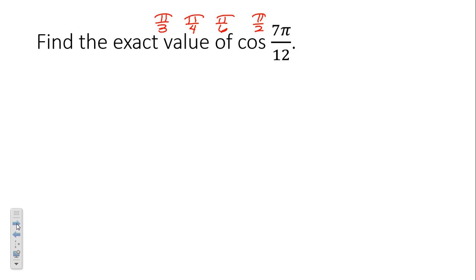What are other ways to get 105 with those values? 60 and 45 would get us 7 pi over 12, wouldn't it? Okay. What's 60 in radians? Pi over 3. And what is 45 in radians? Pi over 4. Common denominator, as some of you mentioned, was 12, right? I'd have to multiply this by 4 and this by 3 to have a common denominator of 12.